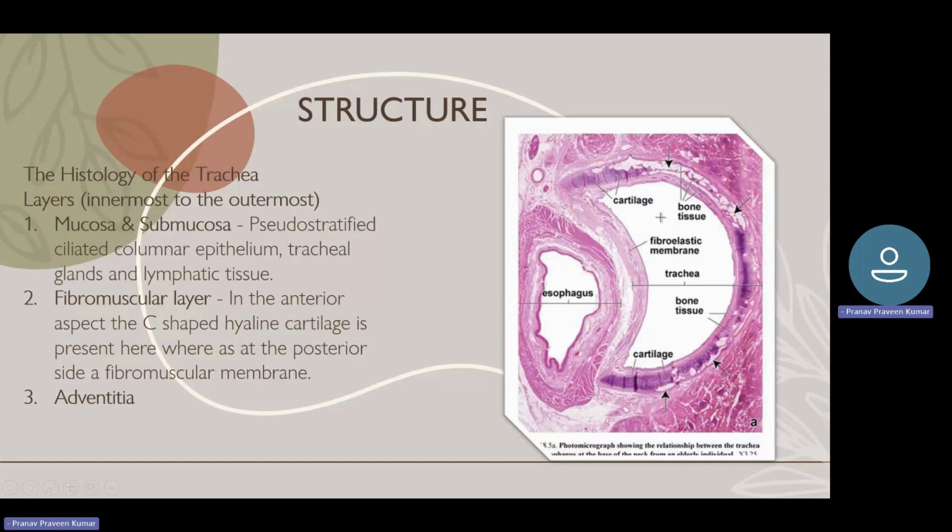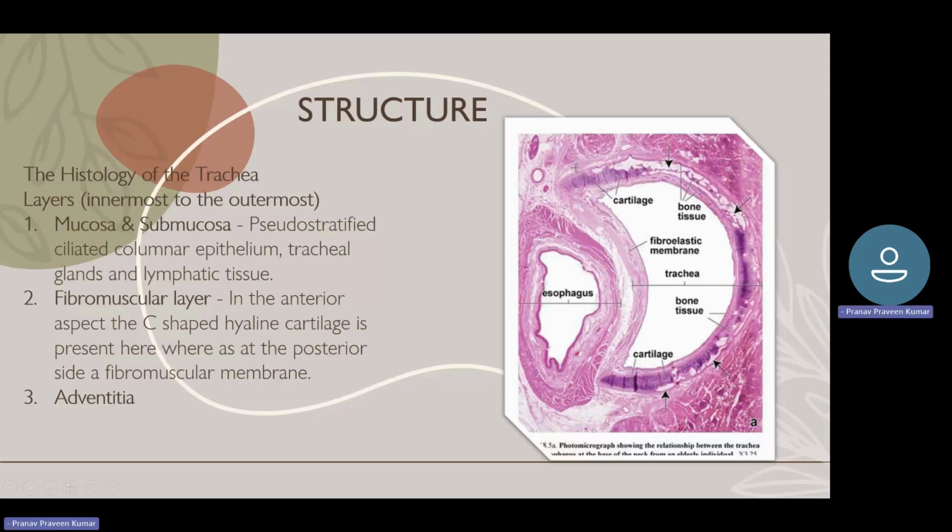Now, let's talk about the histology of the trachea. We'll be going from the innermost layer to the outermost: the mucosa and submucosa. Within the mucosa, there is this pseudostratified ciliated columnar epithelium, and that lines the trachea from the inside. And there are tracheal glands and lymphatic tissue within the submucosa and mucosa.